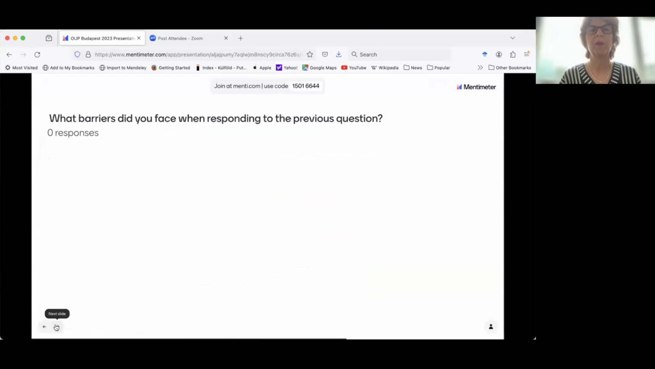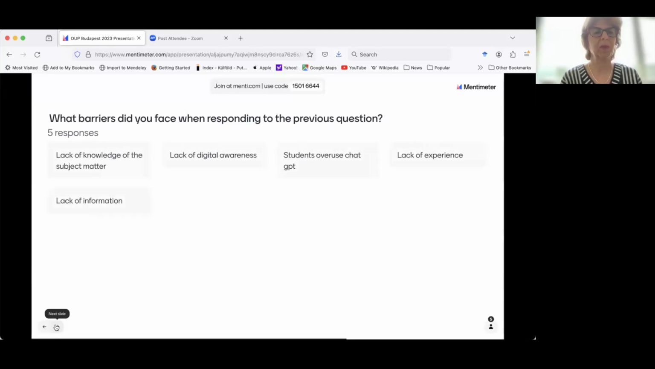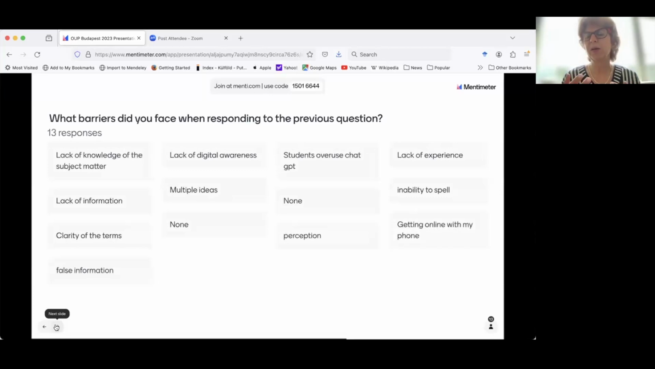Right, so I mean, we have 200 participants here, and I was wondering what were the barriers to you? Did you respond? Right, so some of you lacked the knowledge of the subject matter. You didn't know too much about digital inclusion. Inability to spell, clarity of the terms, right? Perception, no, right? I mean, the question was also related to the tool itself.